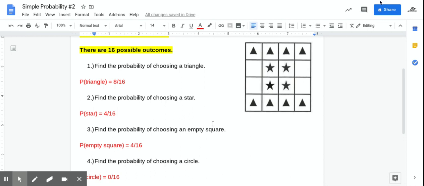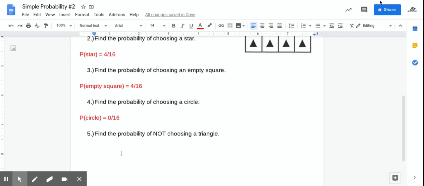So I'm simply going to count how many options I have. Again, I have my empty squares and my star square. So how many do I have in total? 1, 2, 3, 4, 5, 6, 7, 8. So I have a total of 8 possible squares without a triangle. So my numerator of not choosing a triangle, I'm just going to type in my notation, is 8, fraction bar, and my denominator remains 16.